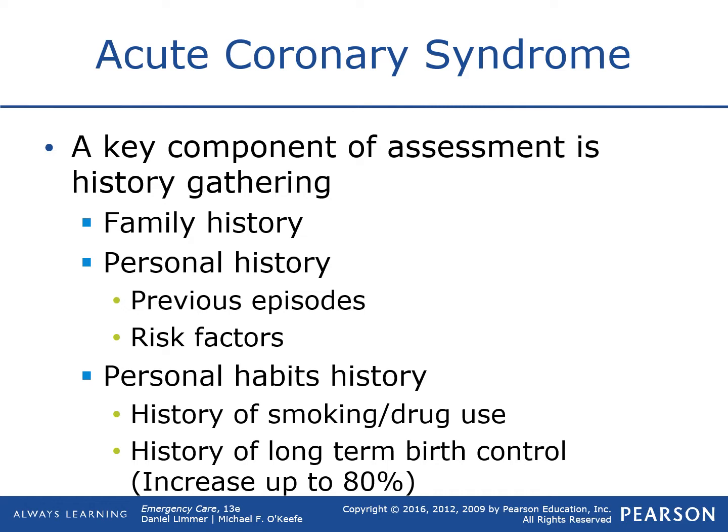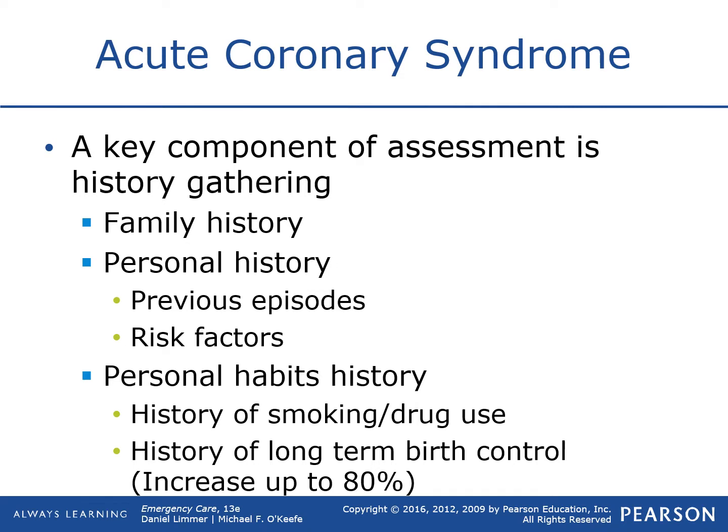So when we're talking about acute coronary syndrome and assessing it and trying to rule it in or out, a huge thing that can help you with assessment is your history gathering. And this is more than our typical history gathering. Usually our history gathering involves pertinent past medical history. This goes well beyond that.